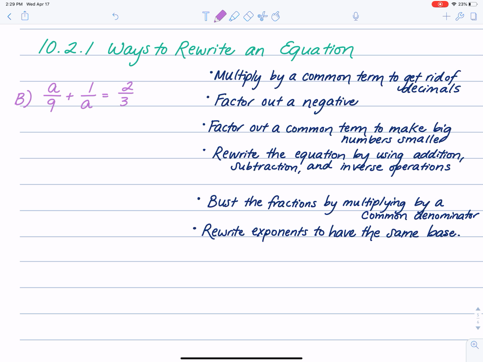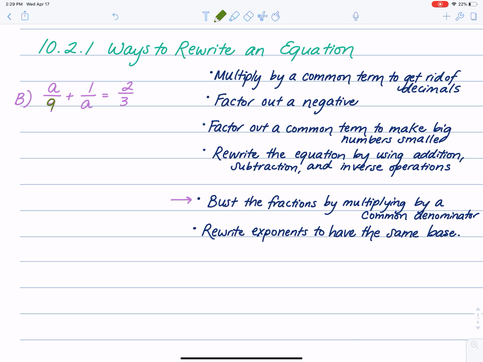I don't want you to get in a bad habit of automatically moving everything to the left-hand side of the equation and then busting fractions by multiplying by a common denominator. That's actually where we're really gonna spend some of our time today with this problem. So here we go. We're going to bust these fractions.